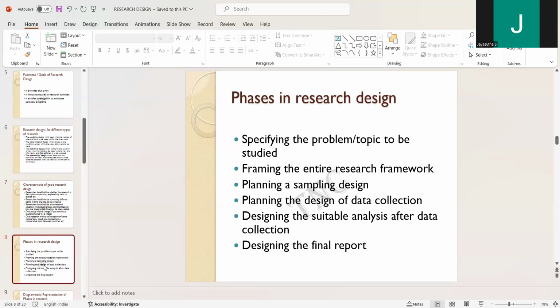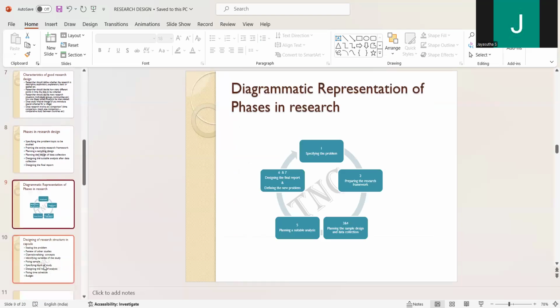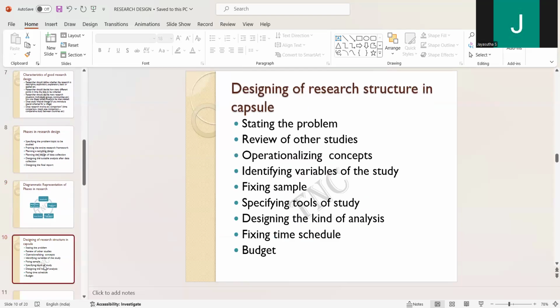The framing of the entire research framework, planning a sampling design, planning the design of data collection, designing the suitable analysis after data collection, and then designing the final report. This is the framework of research design. In the presentation also, it should be the same problem: stating the problem, the review of other studies, operationalizing concepts, fixing the sample, and identifying the variables of the study. It should be focused on dependent variables or independent variables.